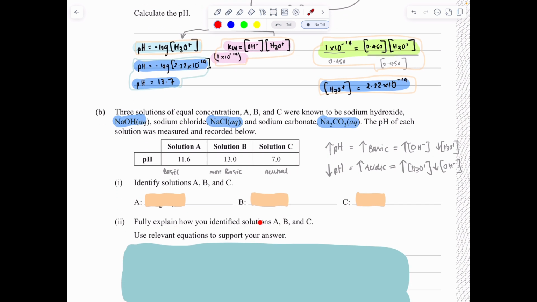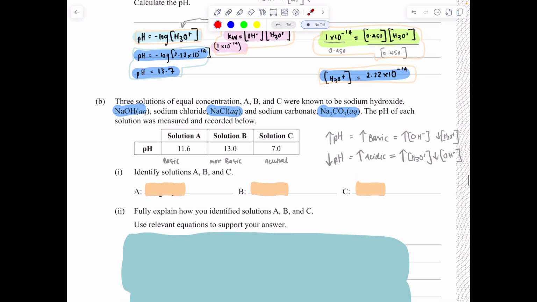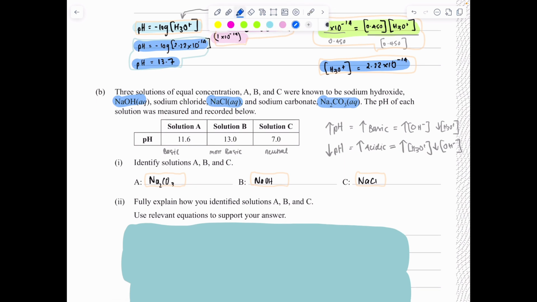Fully explain how you identified solutions A, B, and C. So if you need to rewind and listen to how I've explained what is what, have a go and try write the answer yourself. Otherwise, just follow along with me. Okay. So as well as explaining what solution is what, we also need to use relevant equations. So this is when your balanced equation skills come in handy.